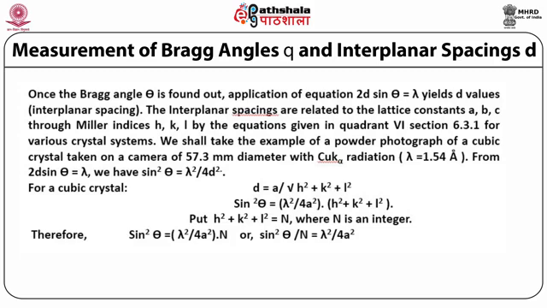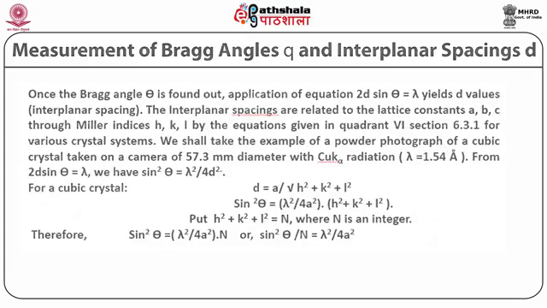Let us put h squared plus k squared plus l squared equal to capital N, where capital N is an integer. Therefore, sin squared theta is equal to lambda squared upon 4a squared times N, or sin squared theta by N is equal to lambda squared by 4a squared.